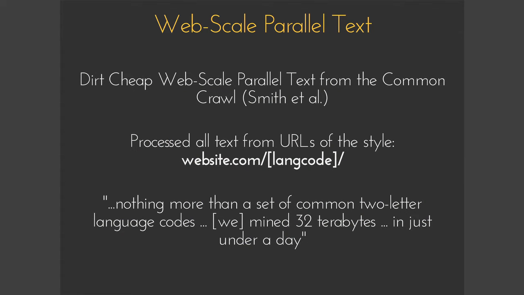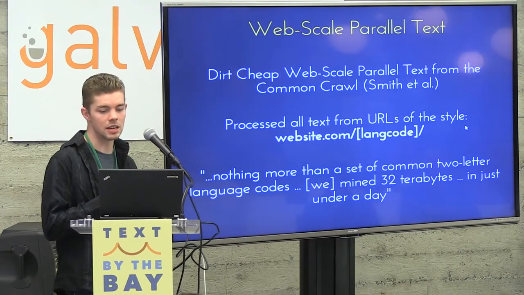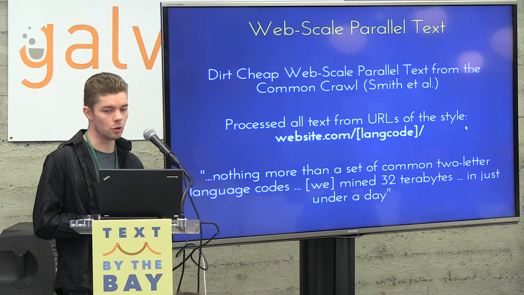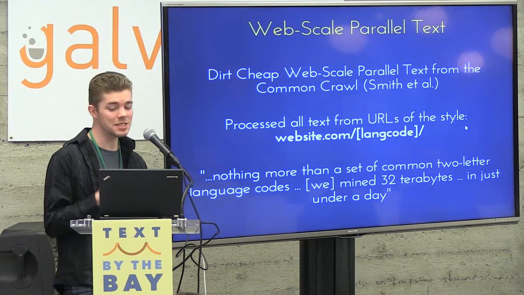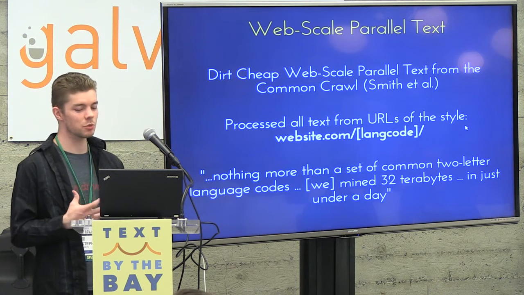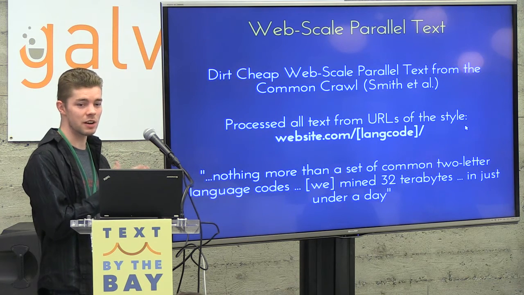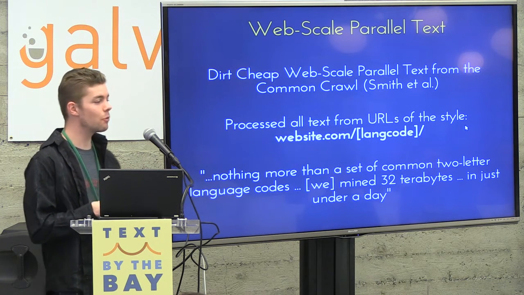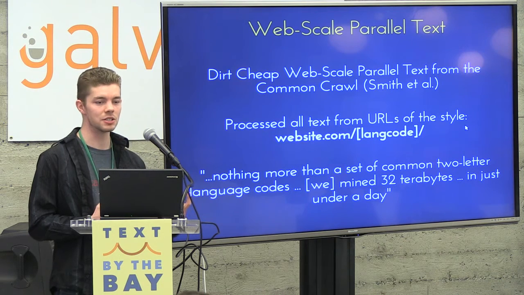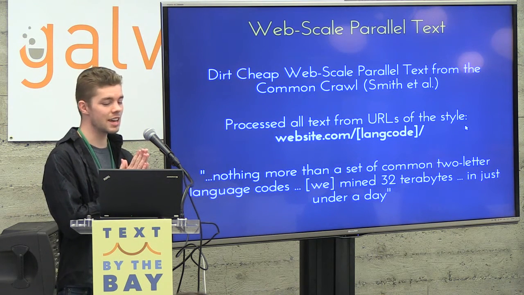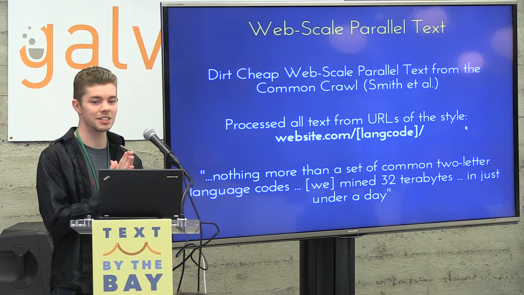So to continue on with the trend of filtering down and just using something simple to pull out this data set, we have dirt cheap web-scale parallel text from Common Crawl. And this is a ridiculously simple idea. They processed all the text from URLs of the style website.com/a language code, so /fr/en. They then looked at all of the different web pages that they've found, and if they had the same URL other than just the language code, they assumed that they were parallel text.